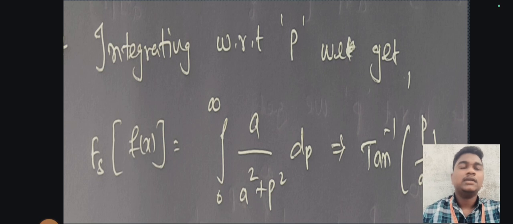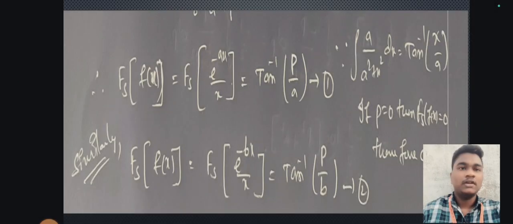So integrating both sides with respect to p, we get the equation F_s of f of x is equal to the integration from 0 to infinity of a by (a square plus p square) into dp, that is equal to tan inverse of p by a. Let us go forward. So F_s of f of x, which is F_s of e power minus ax by x, is equal to tan inverse of p by a. Let us assume this as equation 1.